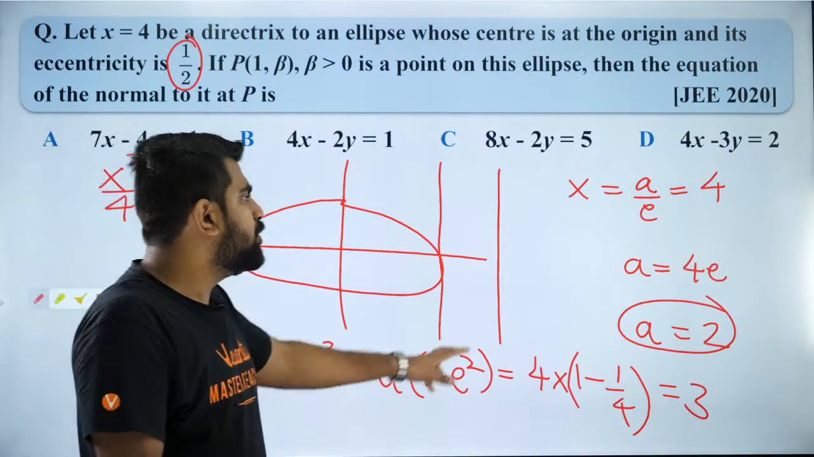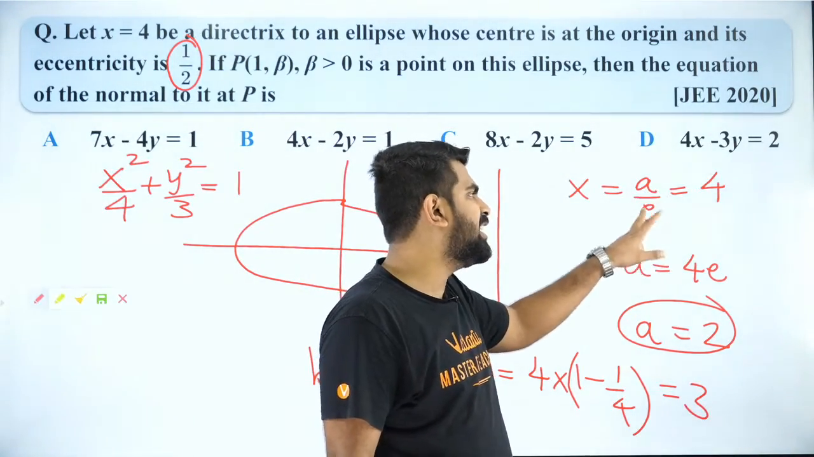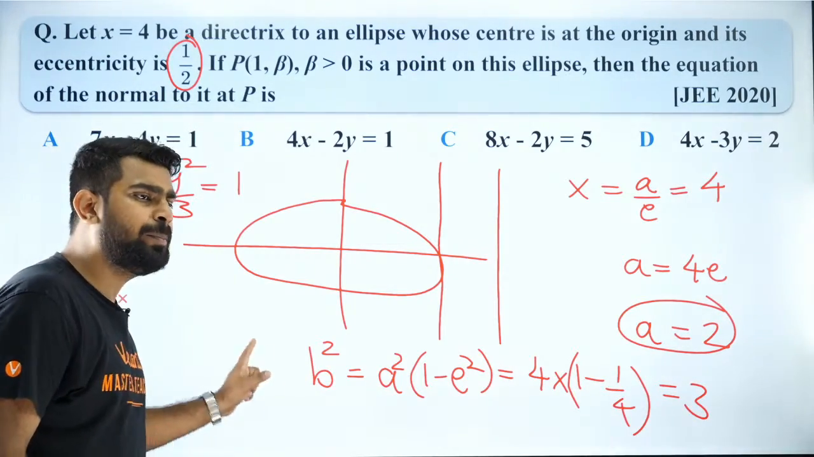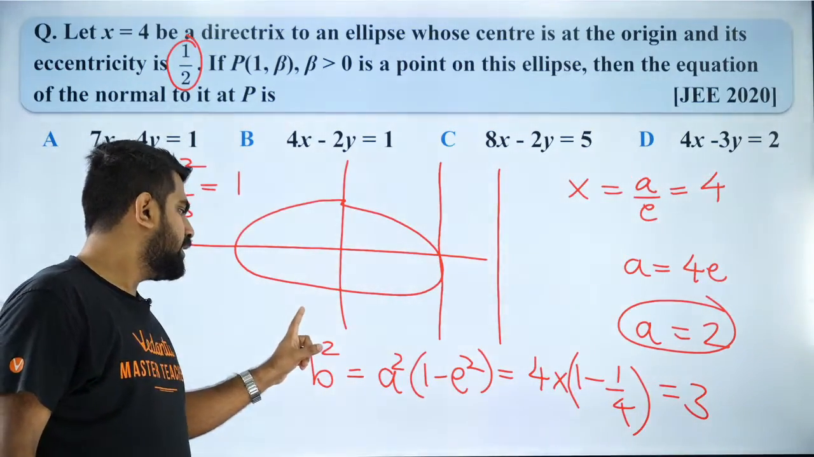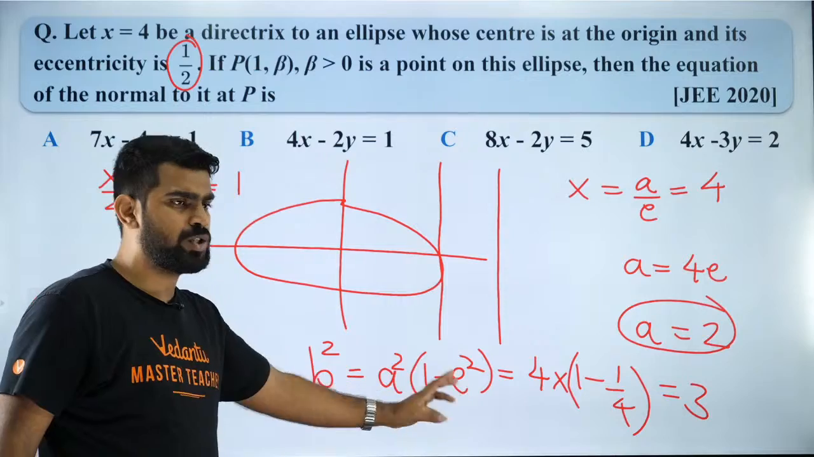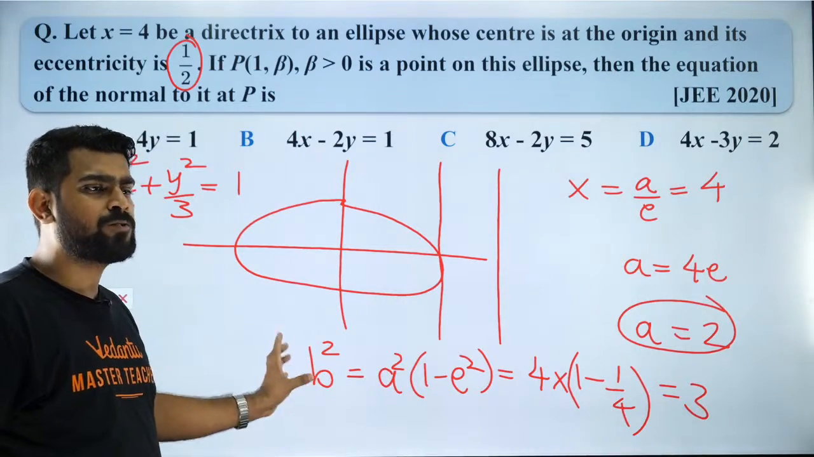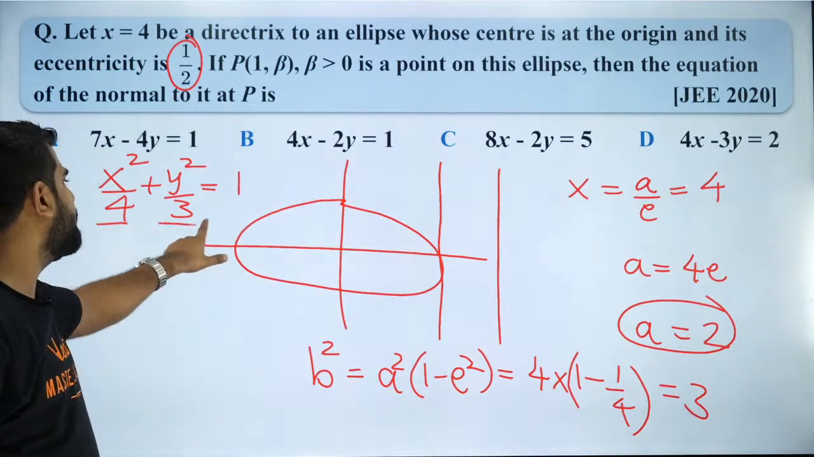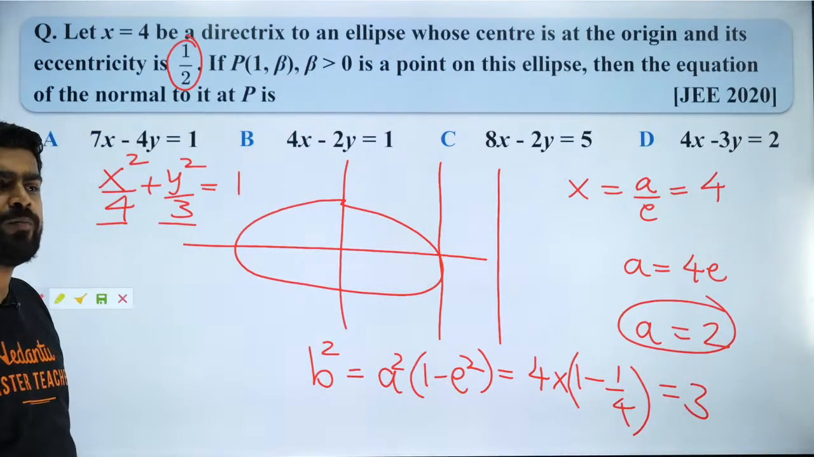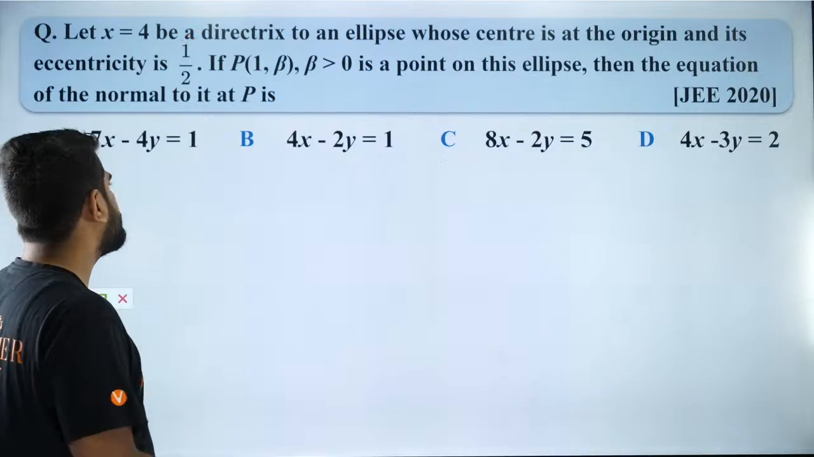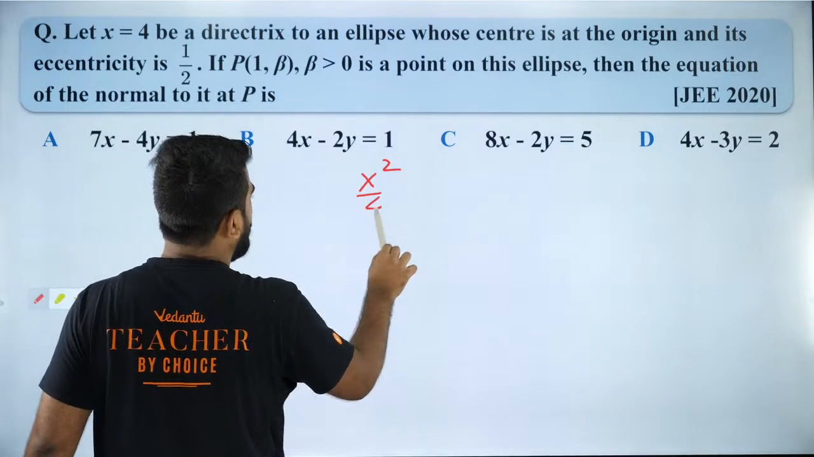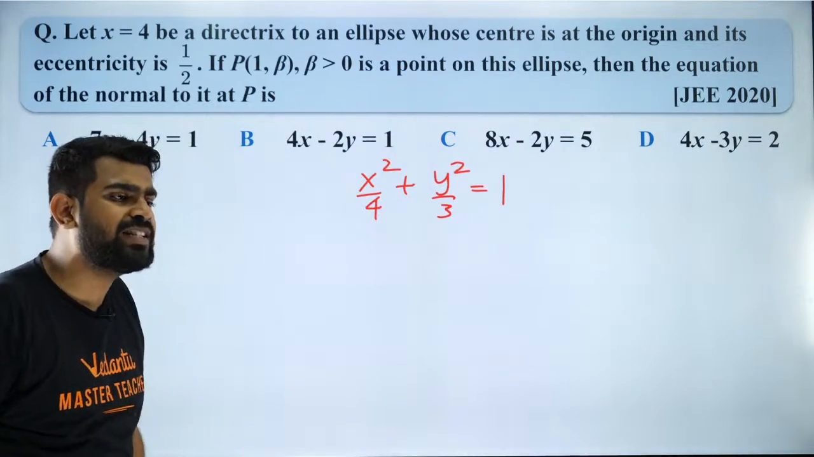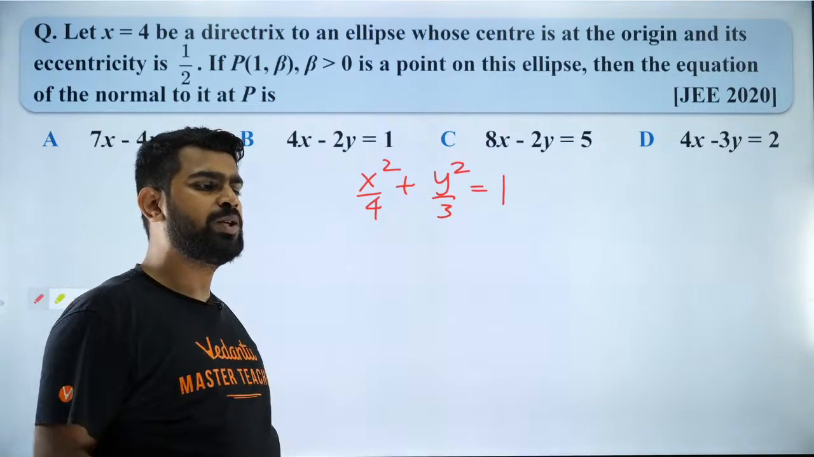So first, using the directrix and eccentricity, I found a. After that, I found b. B is nothing but the root of a square into 1 minus e square, and I want b square, so I just keep it like that. So b square will come out to be 3. I got my a square and my b square, so I can write the equation of my ellipse. Very simple. That is x square by 4 plus y square by 3 equal to 1. This is the first step. You need to get the equation.